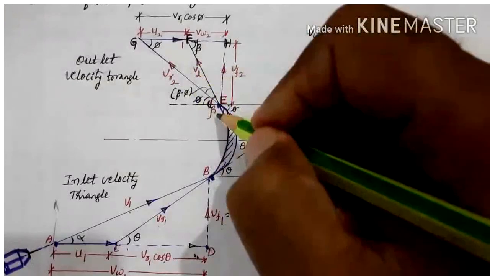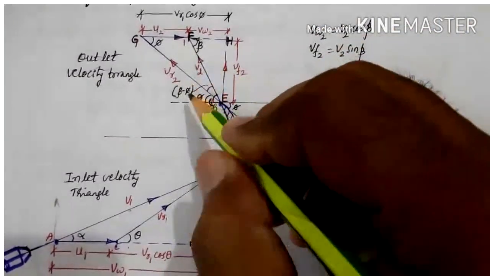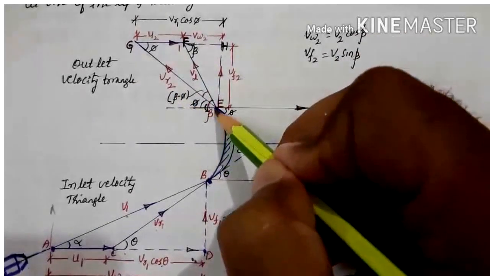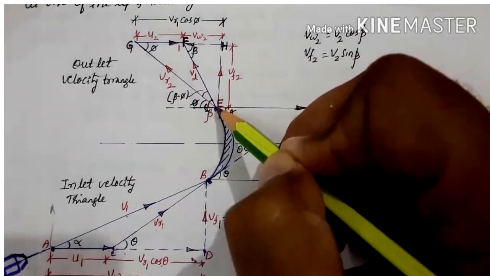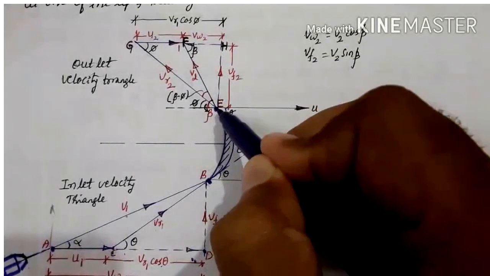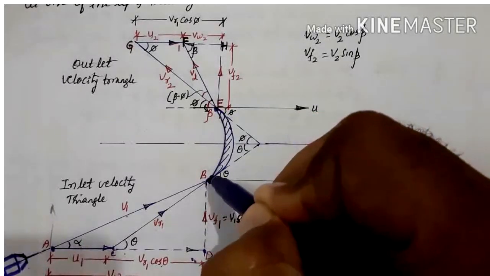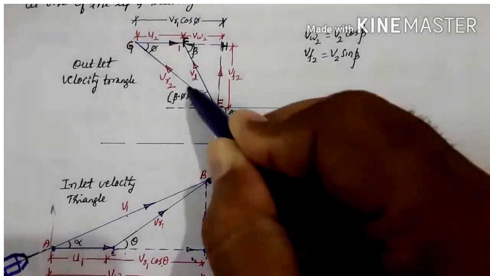Tangential direction to the vane at outlet. Then how to draw this velocity triangle at outlet? This triangle represents the outlet velocity triangle. Draw a line, easy. So mark this tip. This tip is the outlet tip. This is the inlet tip, this is the outlet tip. Water will enter like this, then it exits like this.